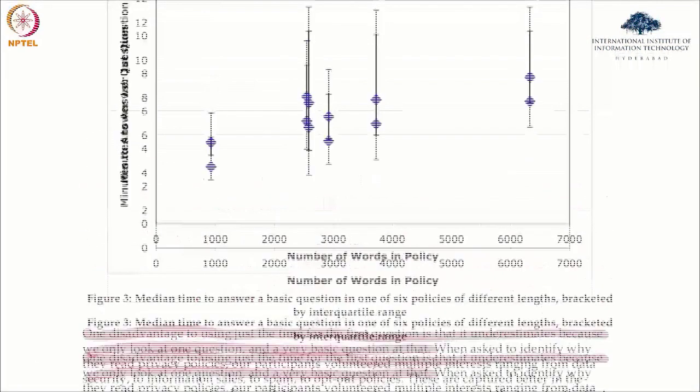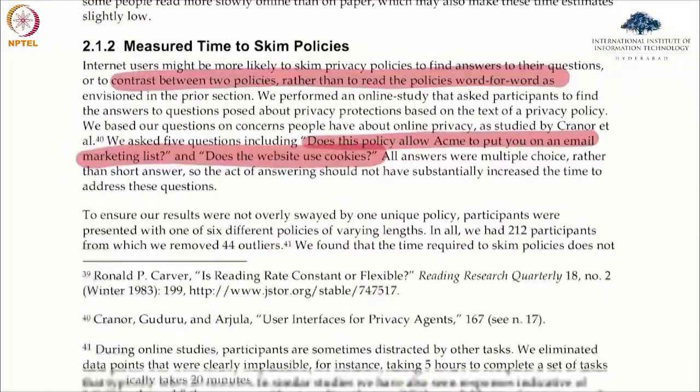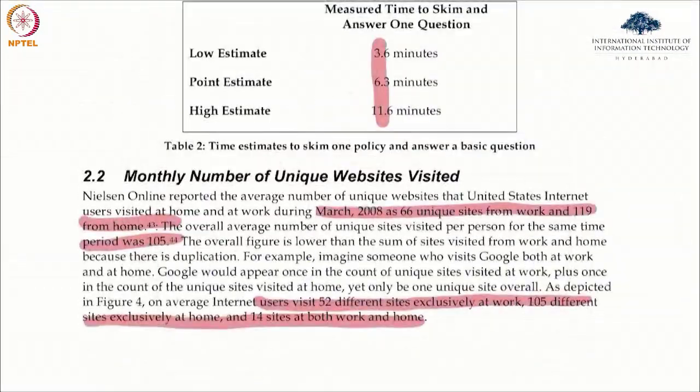For example, this part of sections that I did, right? I'm not really reading the paper here. But if you just want to skim, does this policy allow Acme to put you on an email marketing list? And does the website use cookies? Highlighted, you're just skimming through what it means. That's about 3.6 minutes. And why do you need it?